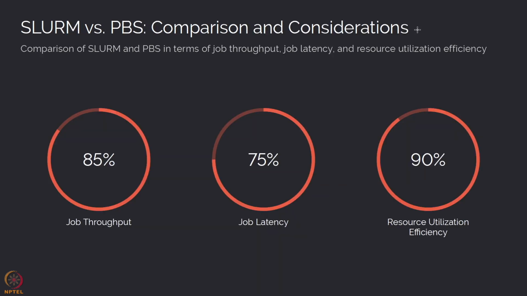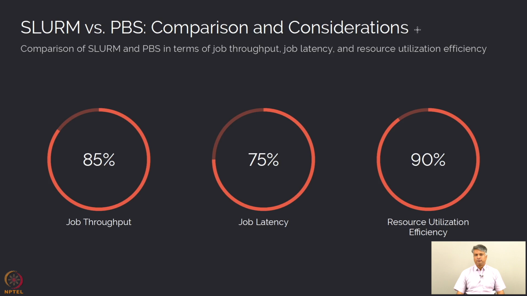So if you look at the comparison of SLURM and PBS in terms of job throughput, job latency, and resource utilization efficiency, you can get statistics similar to this: what is the job throughput, what is the job latency, how much time it waits, and what is the resource utilization.